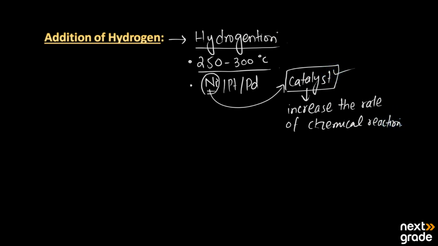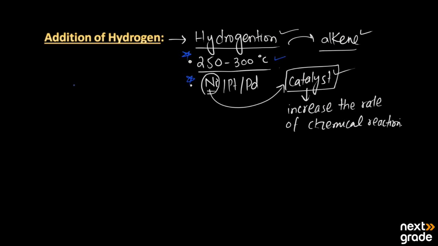So the substance that is used to increase the rate of chemical reaction is known as a catalyst. For the hydrogenation of the alkenes, we need a catalyst and some specific conditions, which include the temperature and the catalyst. I'm going to repeat the definition: hydrogenation is the addition of hydrogen in the presence of nickel or palladium catalyst at a temperature of 250 to 300 degrees Celsius.